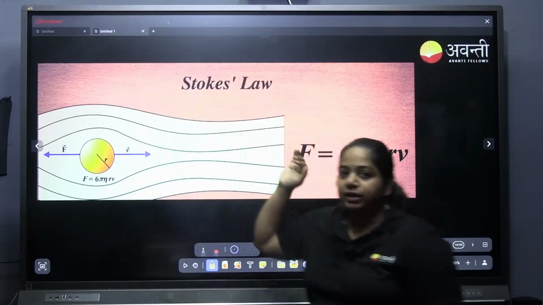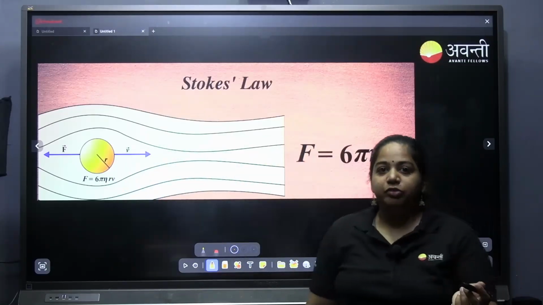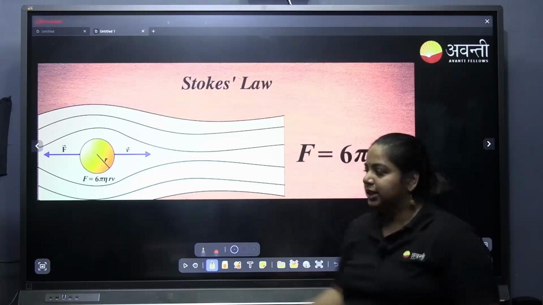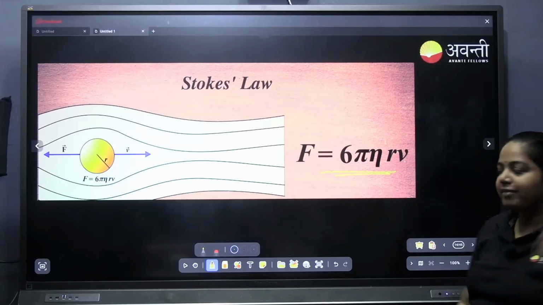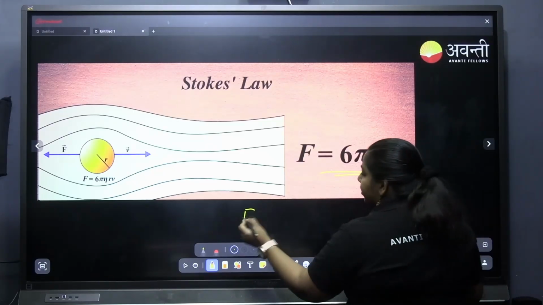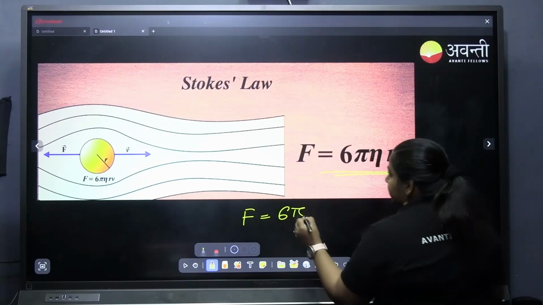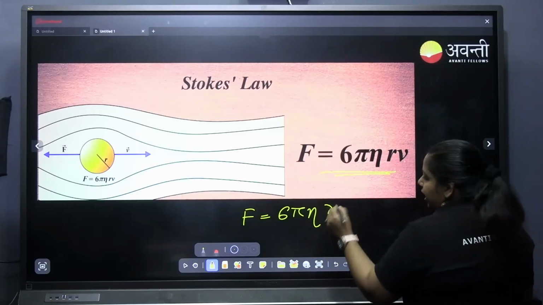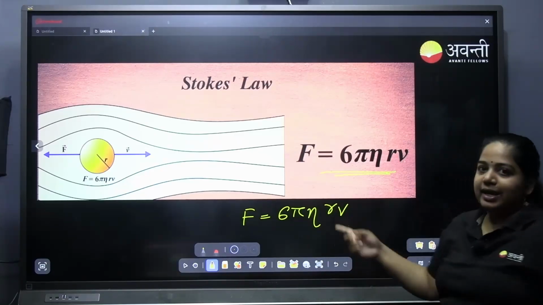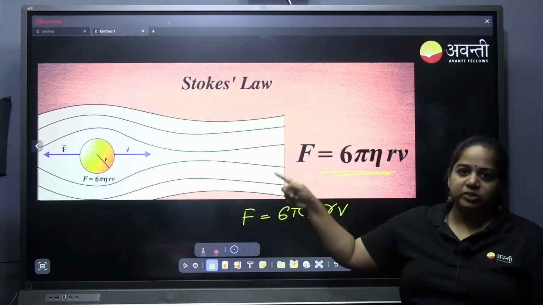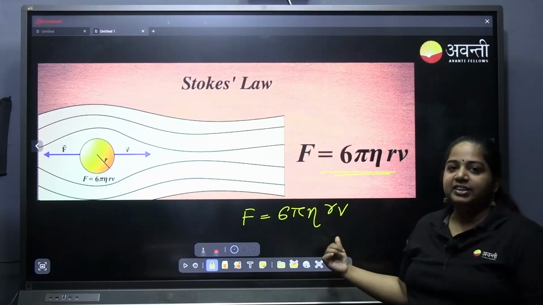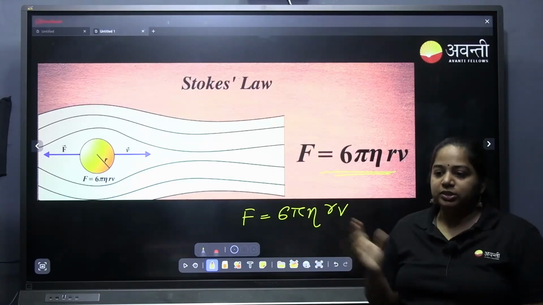It is moving through water with velocity v. Then the opposing resistive force, because of viscosity, is this. Only one formula is there: F equal to 6 pi eta R V. Eta is the coefficient of viscosity, R is the radius of the object which we have thrown, and V is the velocity with which it is moving.